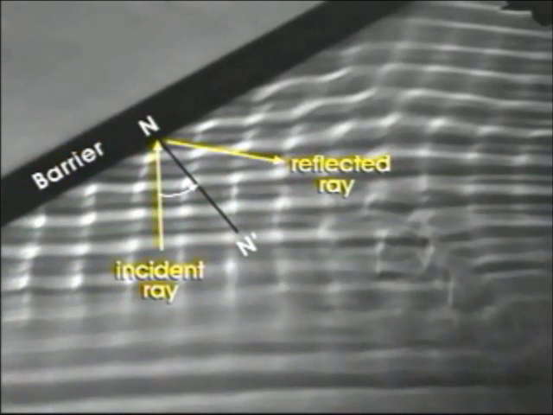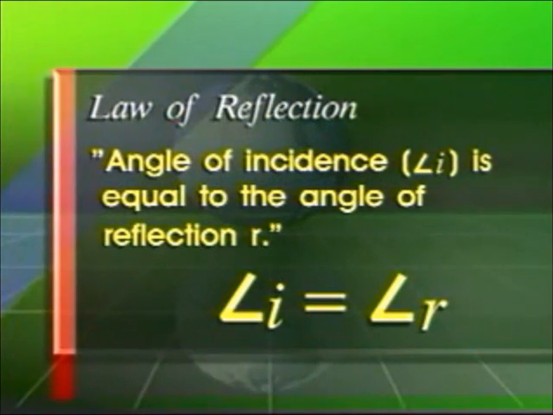We also notice that the angle between the normal and the incident ray, called the angle of incidence, is equal to the angle between the normal and the reflected ray, called the angle of reflection, or angle of incidence i is equal to the angle of reflection r. This is the law of reflection.